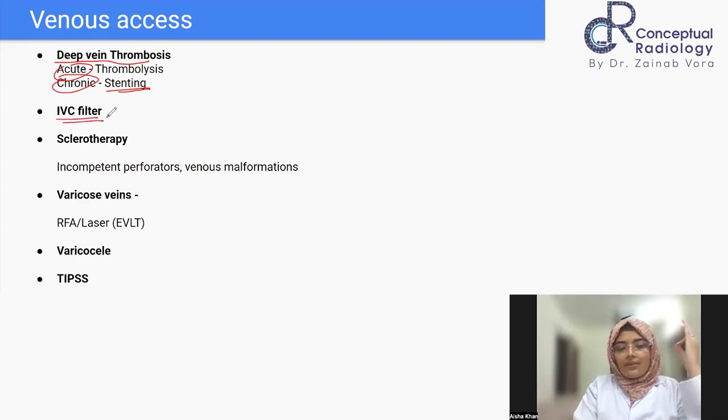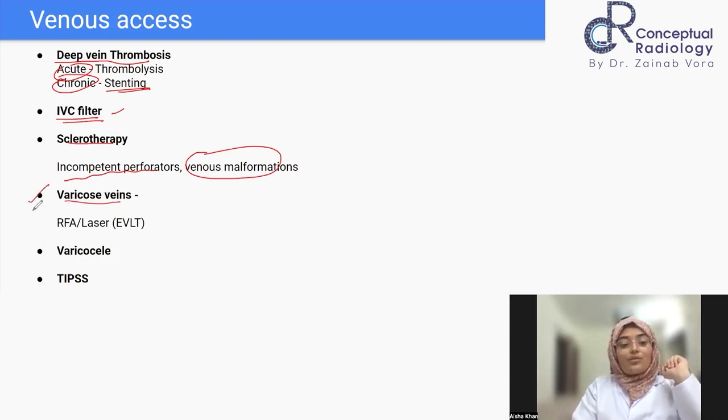What about IVC filter? है ना? कभी भी हमें risk of pulmonary embolism होता है. It is a lot of DVT is happening, and especially below calf DVT. So to prevent the risk of pulmonary embolism, we can use IVC filters and place them. Then there is sclerotherapy procedure, which is done for incompetent perforator as well as for venous malformations.